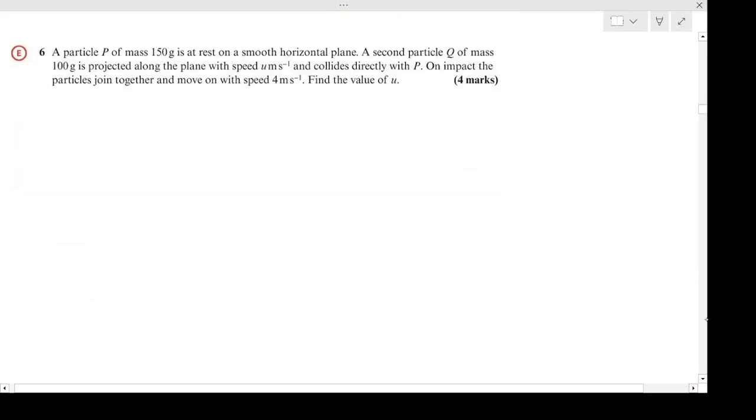Then I've got this question here. I'm told a particle P of mass 150 grams is at rest on a smooth horizontal plane. A second particle Q of mass 100 grams is projected along the plane with speed U and collides directly with P. On impact, the particles join together and move on with speed 4. Find the value of U. So this question is a bit more interesting, a bit more complex. Again, we're going to draw the diagram as usual.